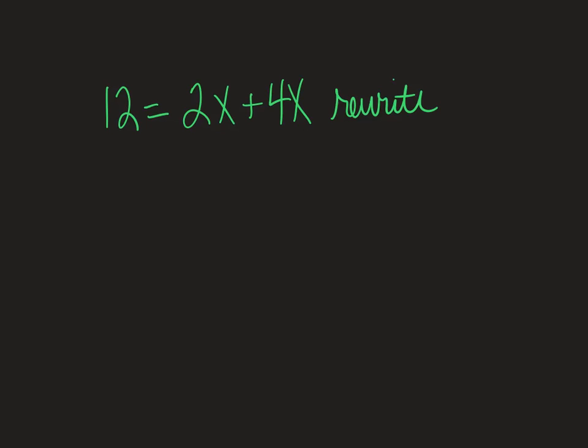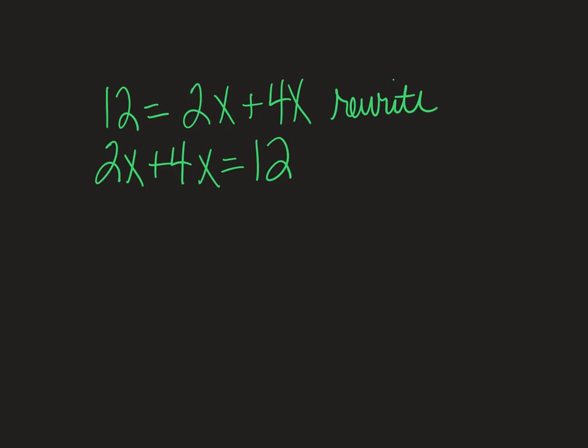So, let's do some basic ones here. Let's say that we have 12 equals 2x plus 4x. Remember what side we want our variable on. We always want it on the left. So I'm going to rewrite my problem. Remember, when you rewrite it, you want to keep your signs the same. So I'm going to rewrite it as 2x plus 4x equals 12.